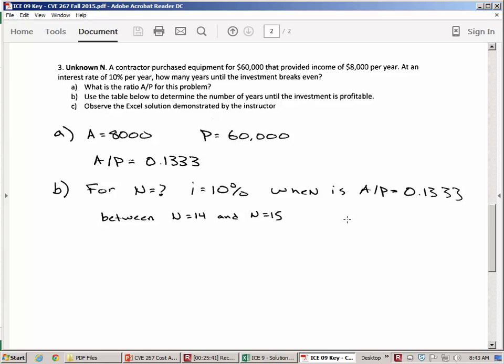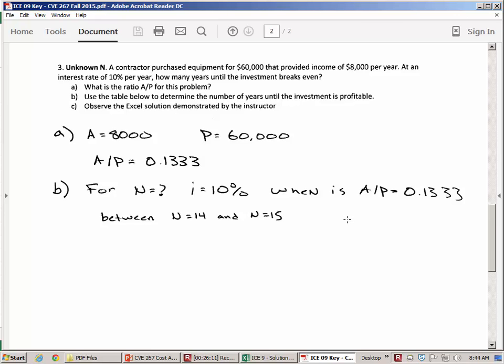Okay, so for problem 3, you start off by knowing A is 8,000, P is 60,000, and you can find the ratio A/P is 0.1333. Now you go to the table. In the column that is A/P, you go down and you find out when that ratio is equal to 0.1333. And if you look, it's never exactly that.